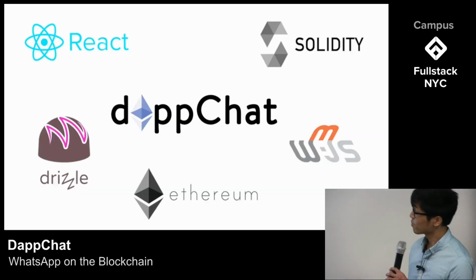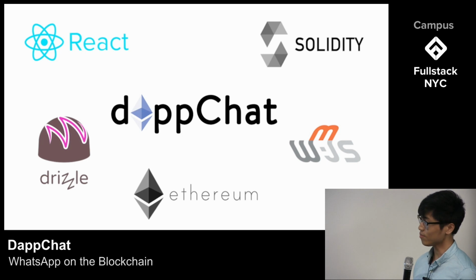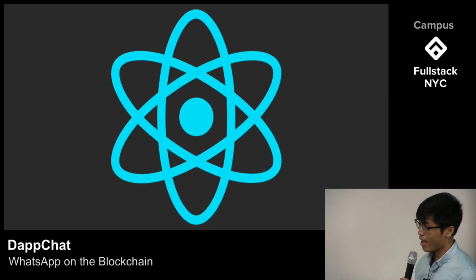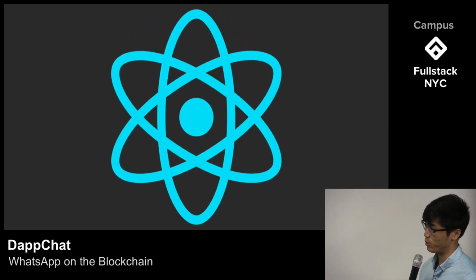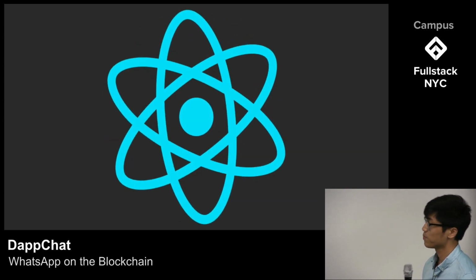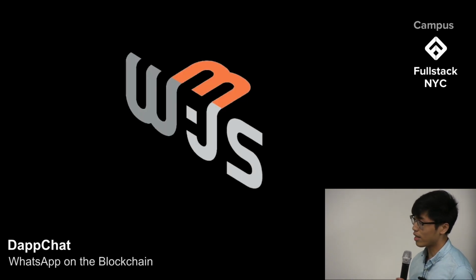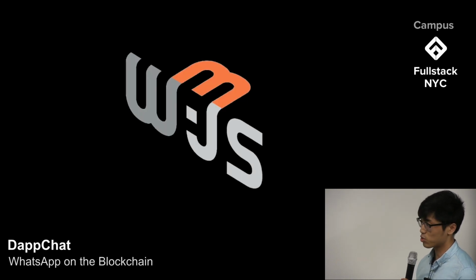Thanks, Thomas. So these were the major technologies that made DappChat happen. React is what renders everything Thomas just showed you. It's what allows our website to dynamically update based on user input. Drizzle is a lot like Redux. It essentially listens to the blockchain for any changes to our data. The Web3 library is the bridge that allows our JavaScript code to interact with our contract on the blockchain.